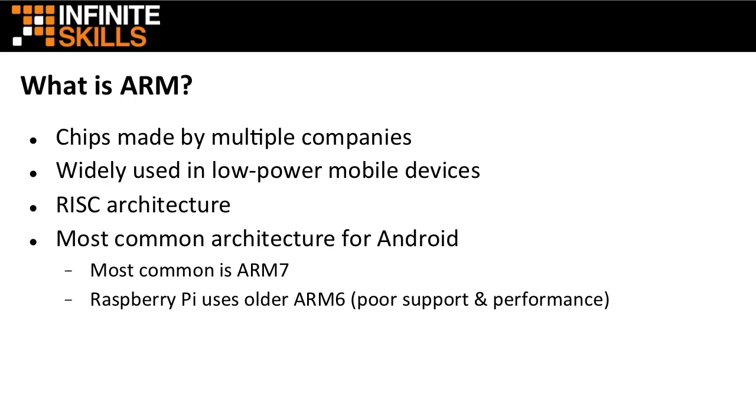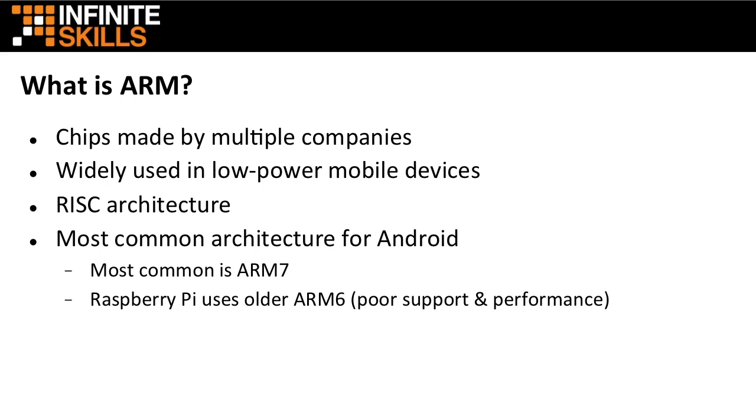Now, ARM chips are widely used in low-power mobile devices, things like smartphones and embedded devices. They're used because they are very low-powered, which is great if you're having to power something with a battery. They also have a RISC architecture, or reduced instruction set architecture. That is different from your typical Intel or AMD desktop chip, in that those are what we call complex instruction sets. More about that in a bit.